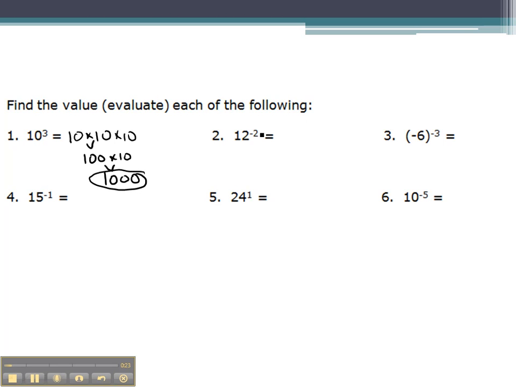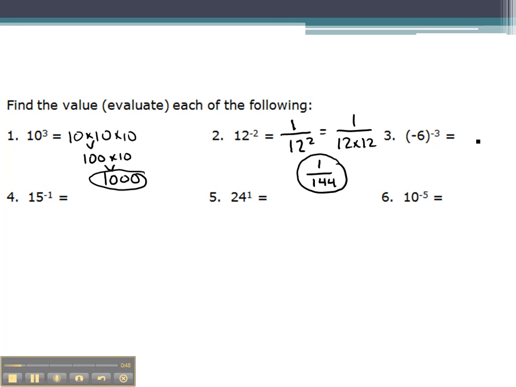12 to the negative 2. Anytime we have a negative exponent, the first thing we need to do is write that in the denominator. Same base with the positive exponent. So 12 to the negative 2 is the same as 1 over 12 to the positive 2. So that equals 1 over 12 times 12. And 12 times 12 is 144, so that's 1 over 144.